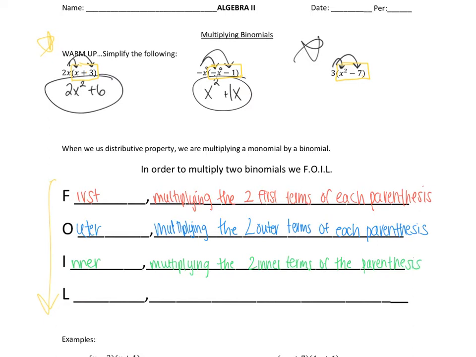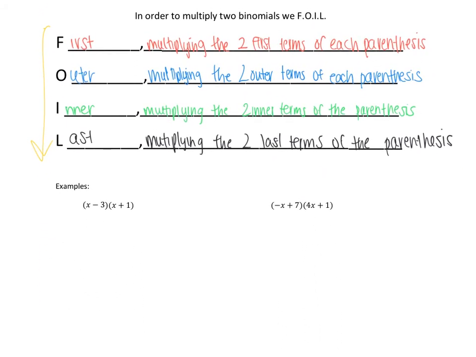Okay. And then lastly is last, okay? I'm going to write it down here. So last, that is multiplying the two last terms of the parentheses, okay? We will go over this in the examples coming up, okay? So that is what FOIL stands for. First, outer, inner, and last. These definitions, and after the comma, what I wrote is important to help you, okay? So we're going to go ahead and do an example. I'm going to leave that there so we can do the first one and the second one, okay?